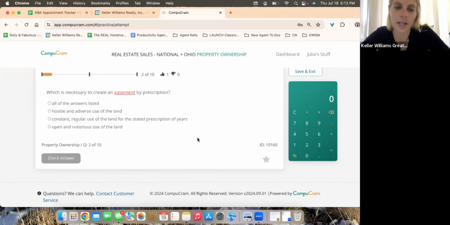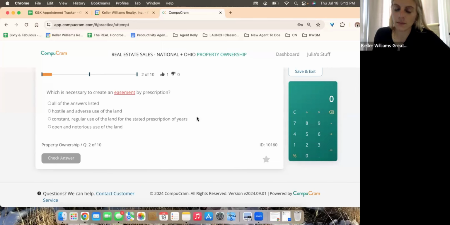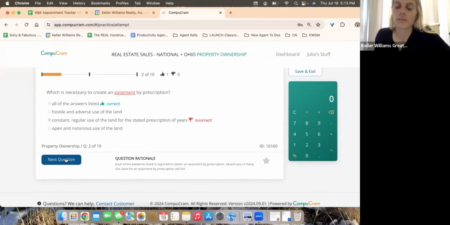Which is necessary to create an easement by prescription? Is that A, all of the answers listed, B, hostile and adverse use of the land, C, constant regular use of the land for the stated prescription of years, or D, open and notorious use of the land? So which is necessary to create an easement by prescription? Got C. So C is correct because they are all correct.